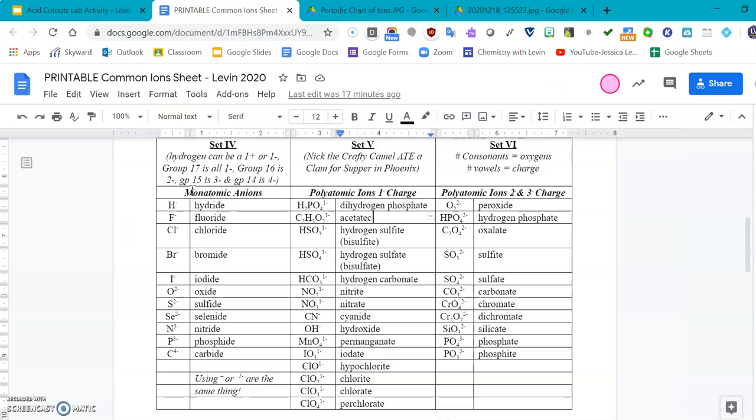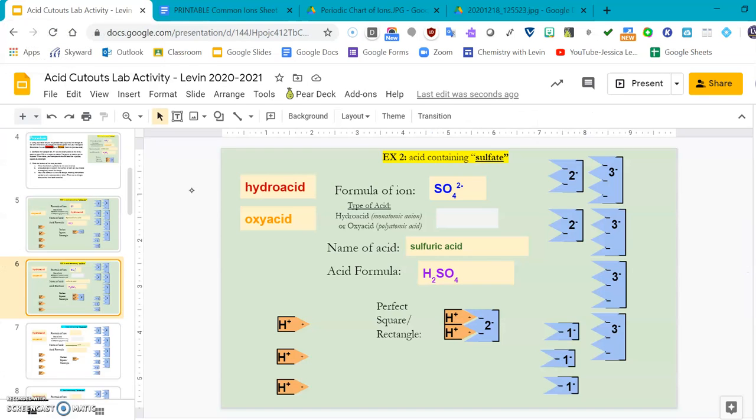Okay, for your second one here, the acid containing sulfate. Sulfate is SO4 2 minus. It's not on your periodic table. It's one of those special ones we needed to know.